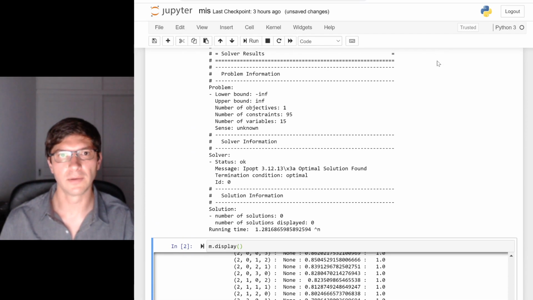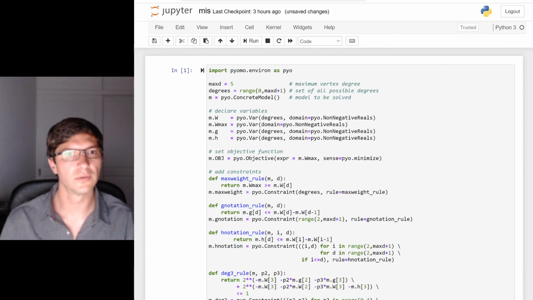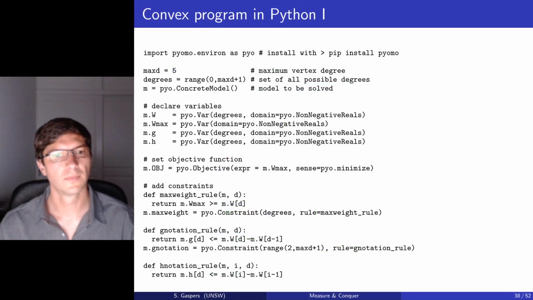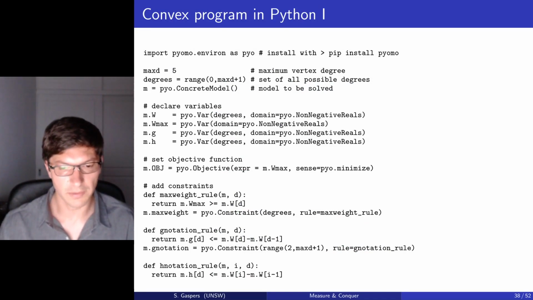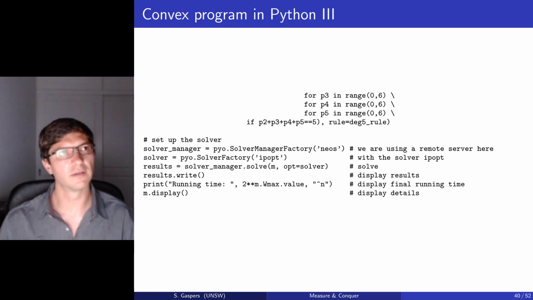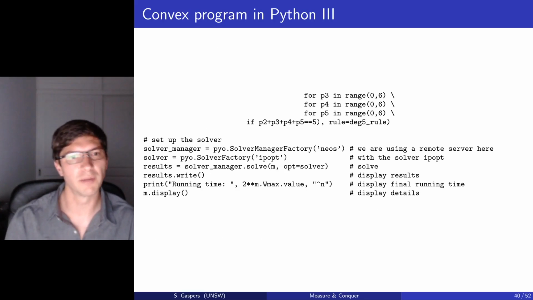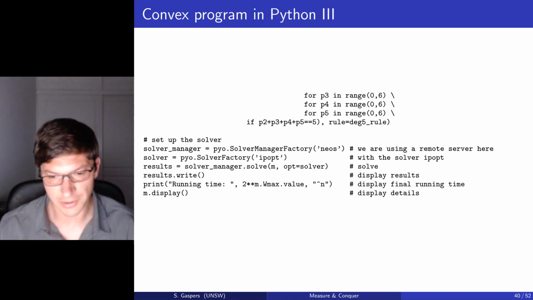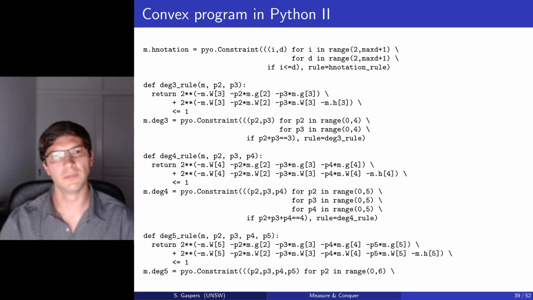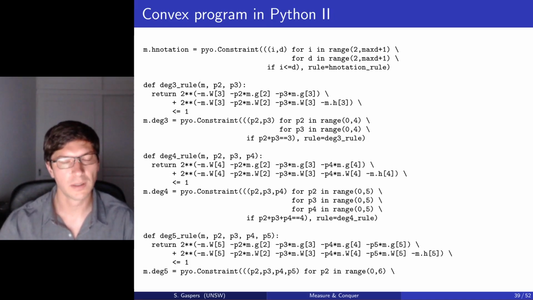Okay, so in this way we can also use Python to solve these programs. The code is a bit longer in Python, but it gives us more flexibility because we have a fully fledged programming language to write down our constraints, and I could probably have written this in a more concise way here, but I wanted to use the same general setup as in AMPL.